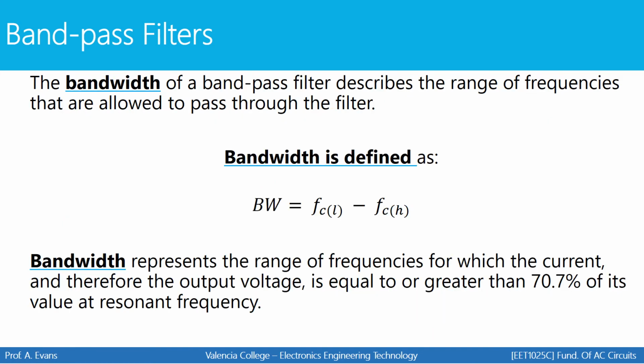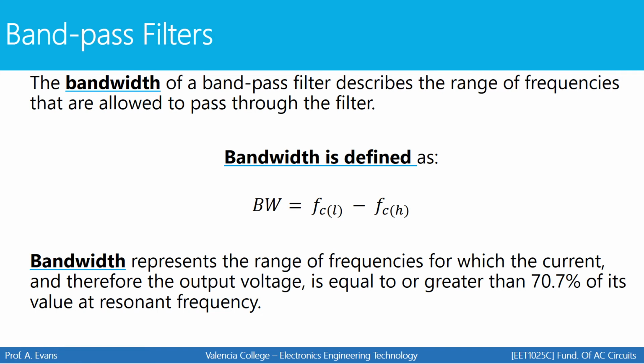So the bandwidth of a band pass filter describes your pass band or the range of frequencies that are allowed to pass. And the bandwidth is defined as the difference between the critical frequency of your low pass filter and your high pass filter. So our definition for bandwidth is that it will represent the range of frequencies for which the current and therefore the output voltage is equal to or greater than 70.7% of its value at the resonant frequency. That's our definition of bandwidth.